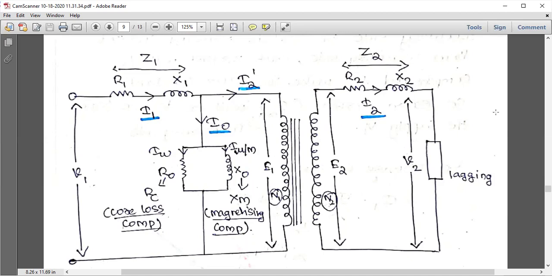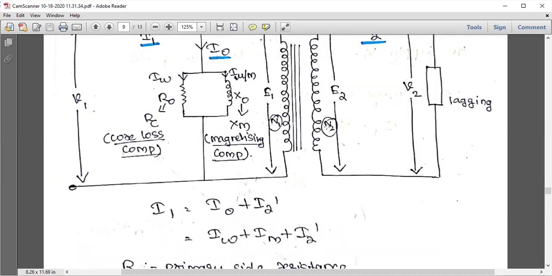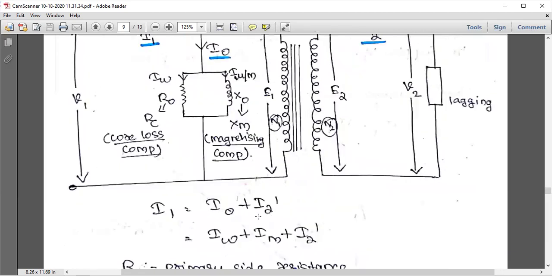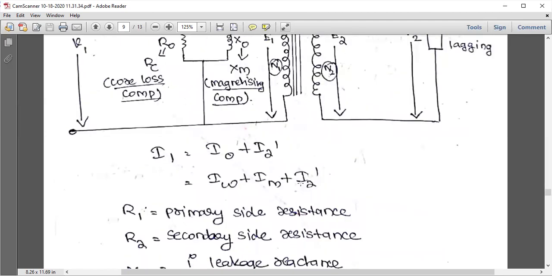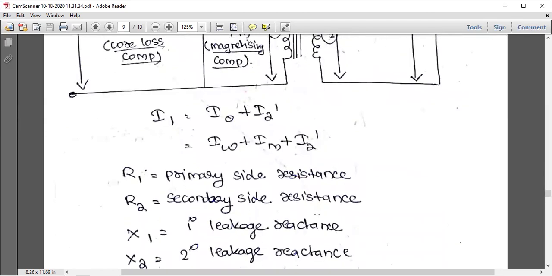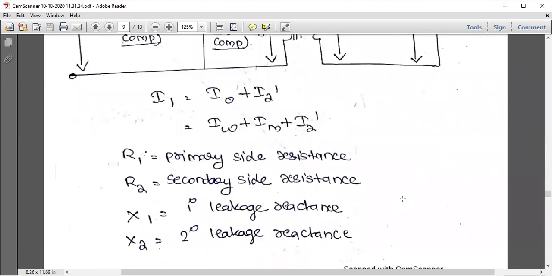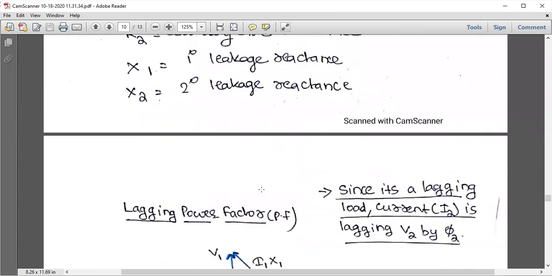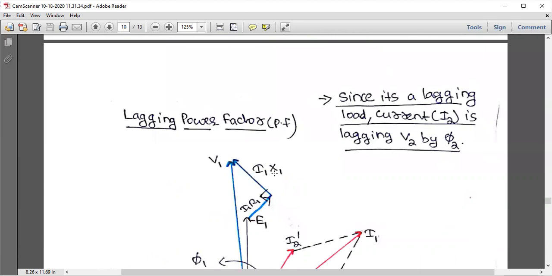lagging. So all these things are familiar for you. So I1 we write as I0 plus I2 dash, or IW plus IM plus I2 dash, and R1 is the primary side resistance. I have written it. And R2 is the secondary side resistance, and X1 is the primary leakage reactance, and X2 is the secondary leakage reactance. Okay. So now we will move on to the condition.